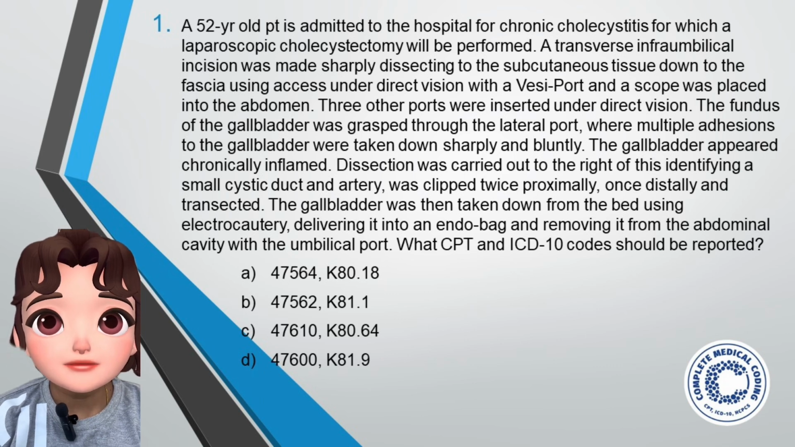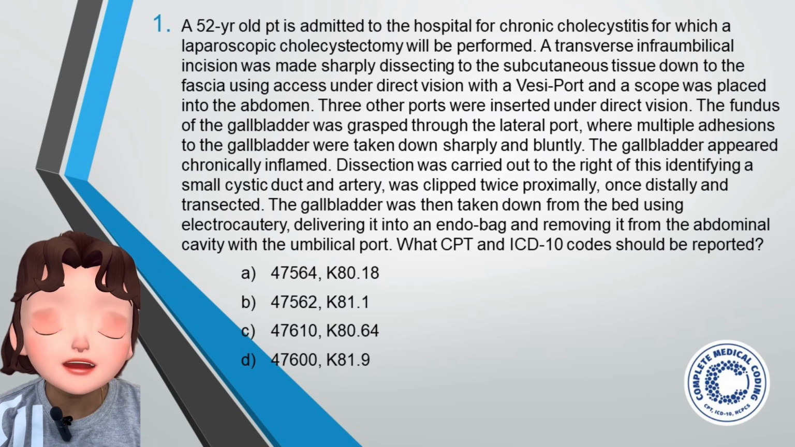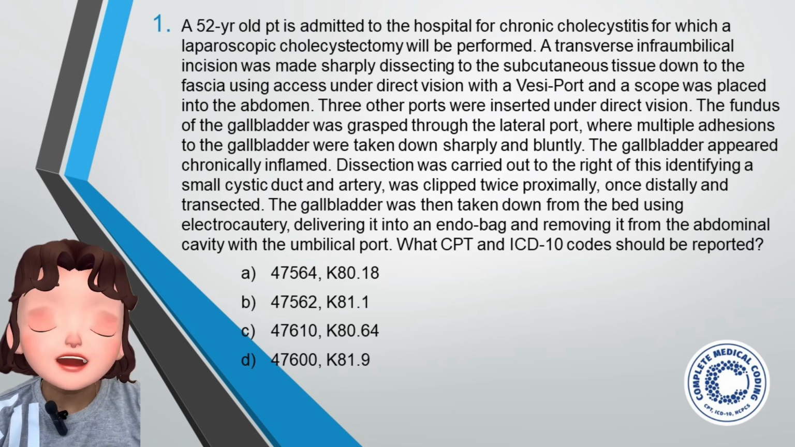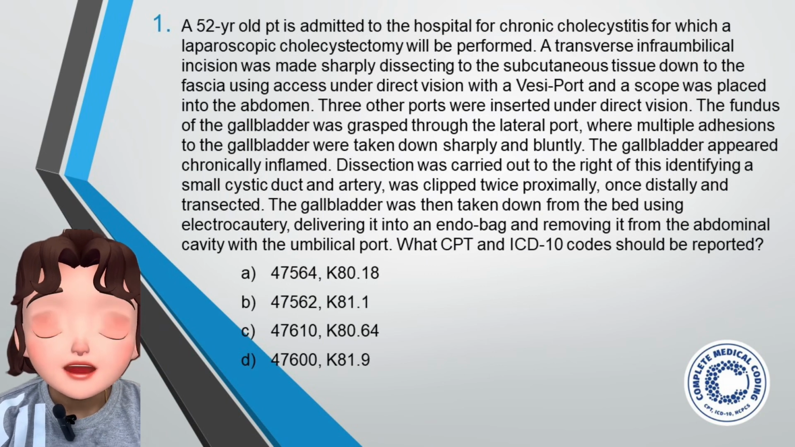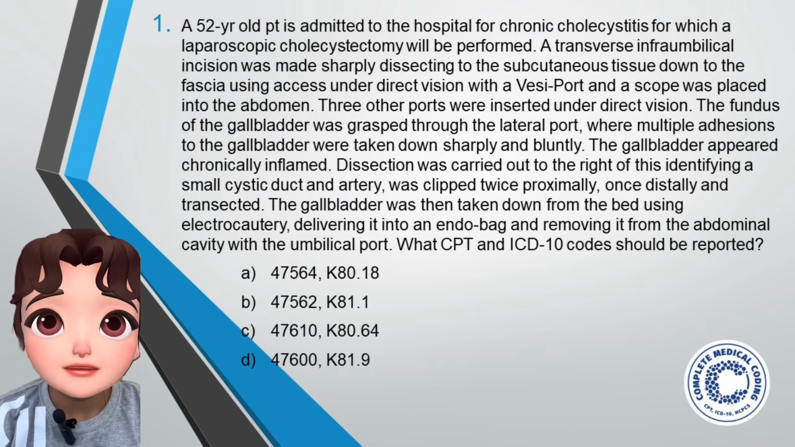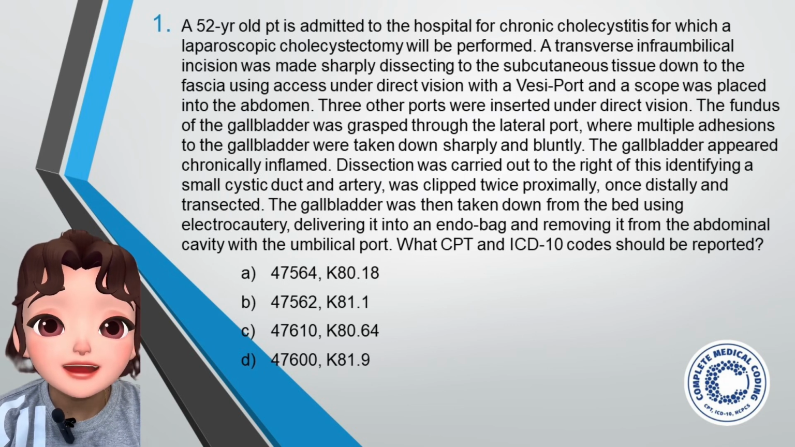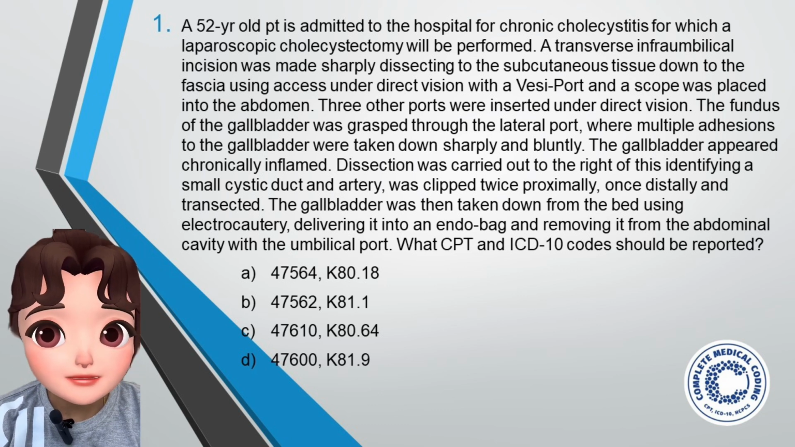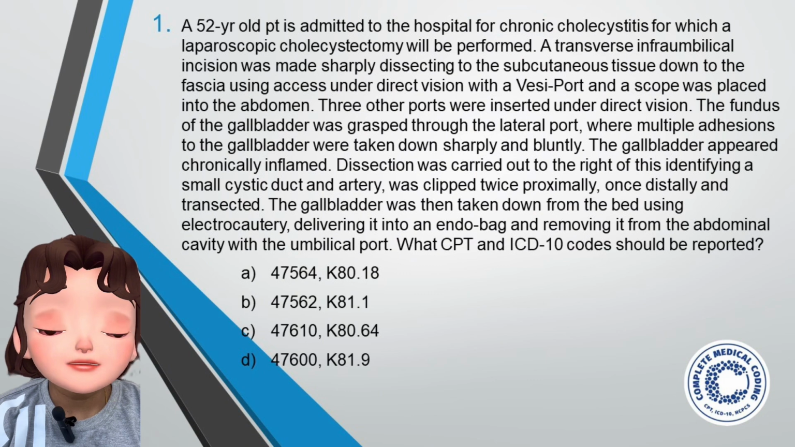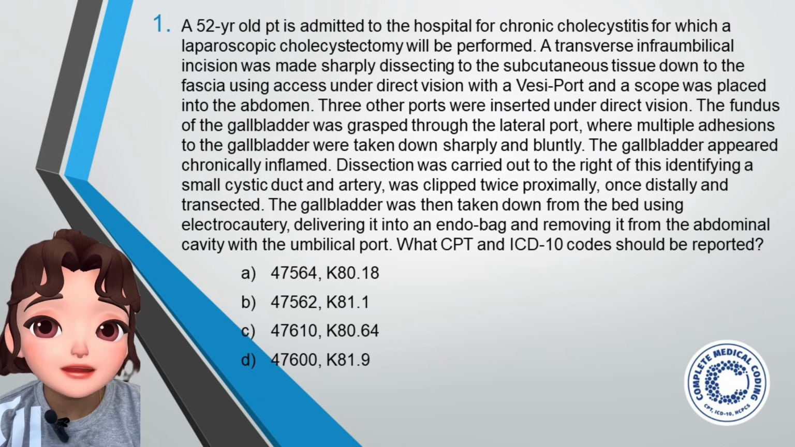So this way, if you see the question, it looks like a big one. It looks complicated, but when you read it, you understand that this is a simple question. So what do we have to code for? We have to code for diagnosis chronic cholecystitis, and the procedure is laparoscopic cholecystectomy. So let's look into the first diagnosis in option A, K80.18. Always go with diagnosis first, which will make it easy for you.